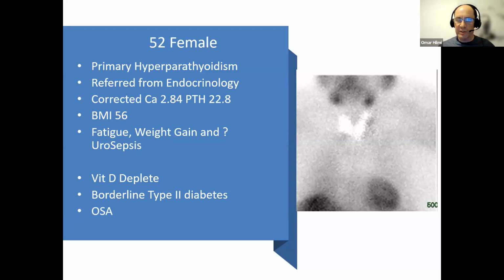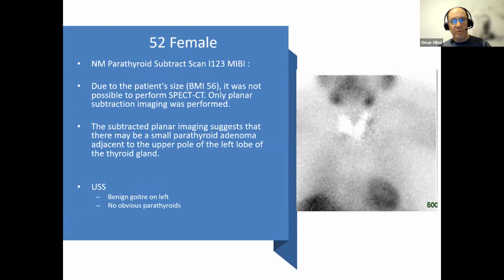I went through Tom's diagnostic pathway. We were aiming to get a SPECT, but she didn't fit in the scanner, so we could only do the MIBI. And they suggested that there was probably something taking place adjacent to the upper pole of the left lobe of thyroid, and you can see the image there, which I think is what they worked on. Didn't see anything on the basis of the ultrasound.